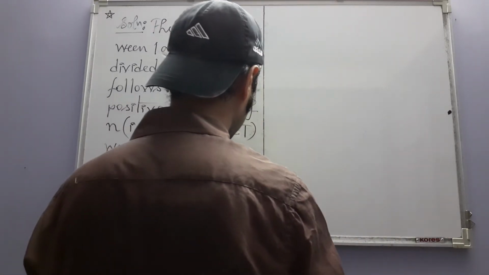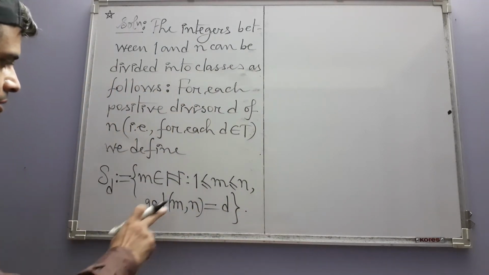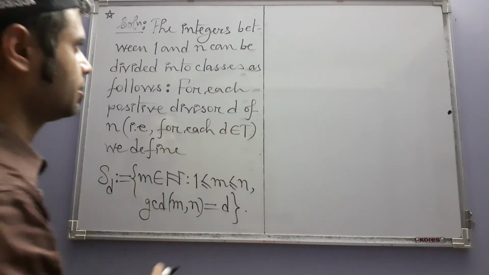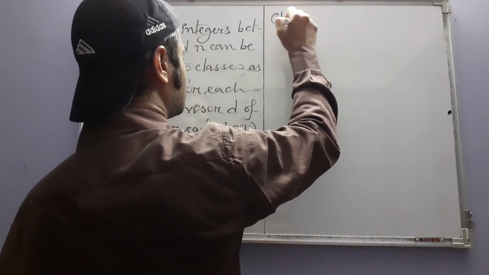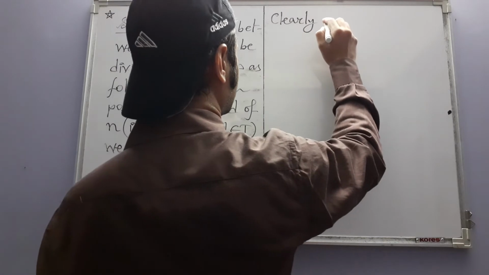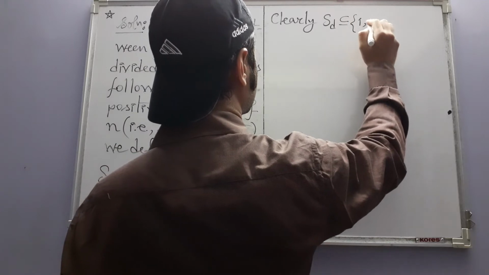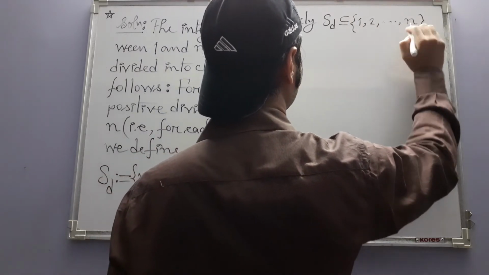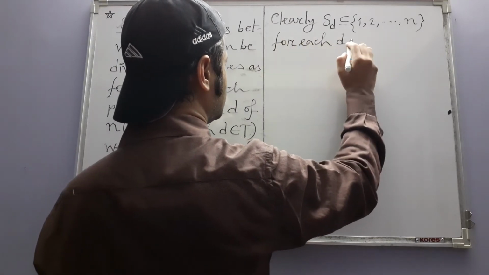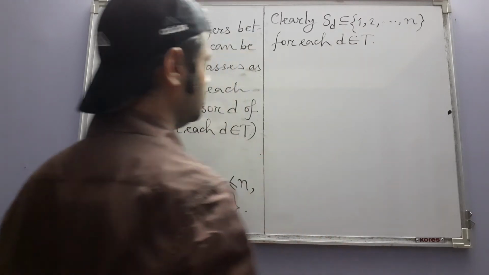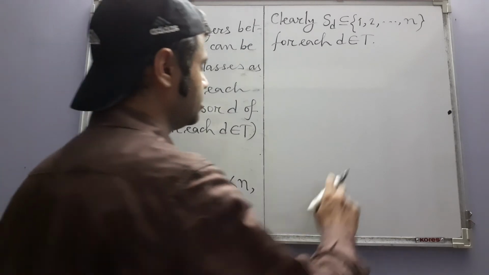Okay, now comes the part where we see why these S_d behave like what we saw in that example. Clearly, S_d is a subset of this set for each d belonging to T. T is already there in the background, in the question statement itself.